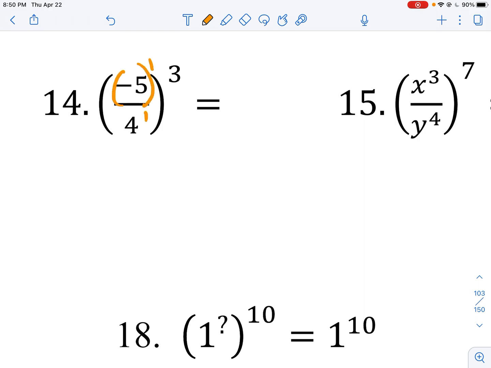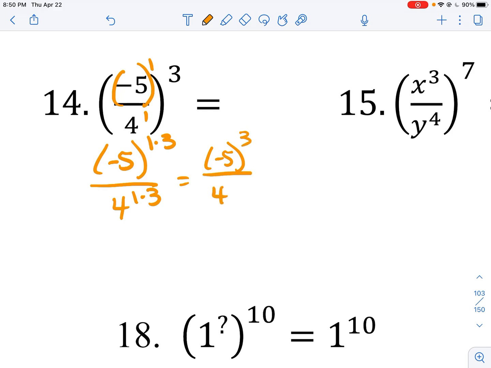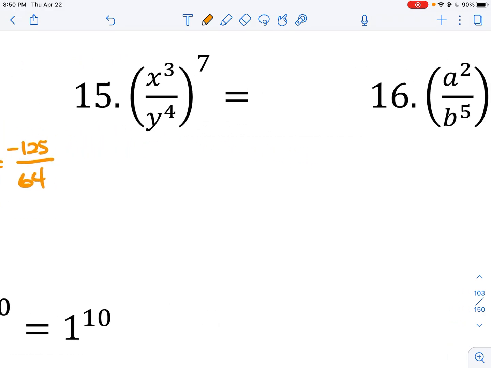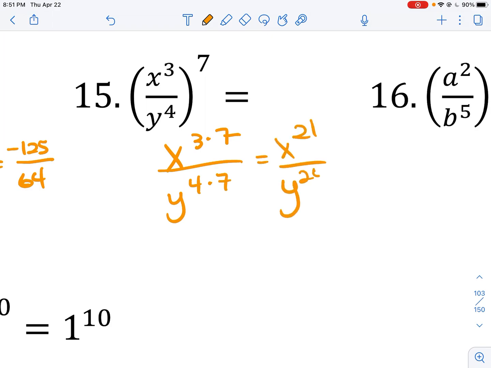Okay. -5 raised to the 1 times 3. 4 raised to the 1 times 3. That would get me -5 to the 3rd power over 4 to the 3rd power. This would get me -125. This would get me 64. Okay, multiply my exponents. 3 times 7. 4 times 7. X to the 21st, y to the 28th.